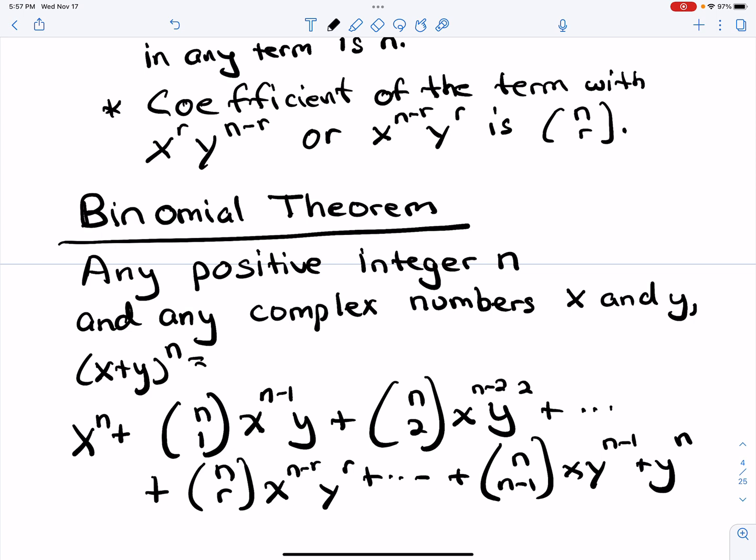Notice when you're trying to find the coefficient, the top number is the n, or the exponent that the binomial is being raised to. And notice how the first position is a 0, the second position has a 1, the third term has a 2, etc. Also, the top number is always n, and the bottom number matches up with the exponent on your y. So that's something to notice too.